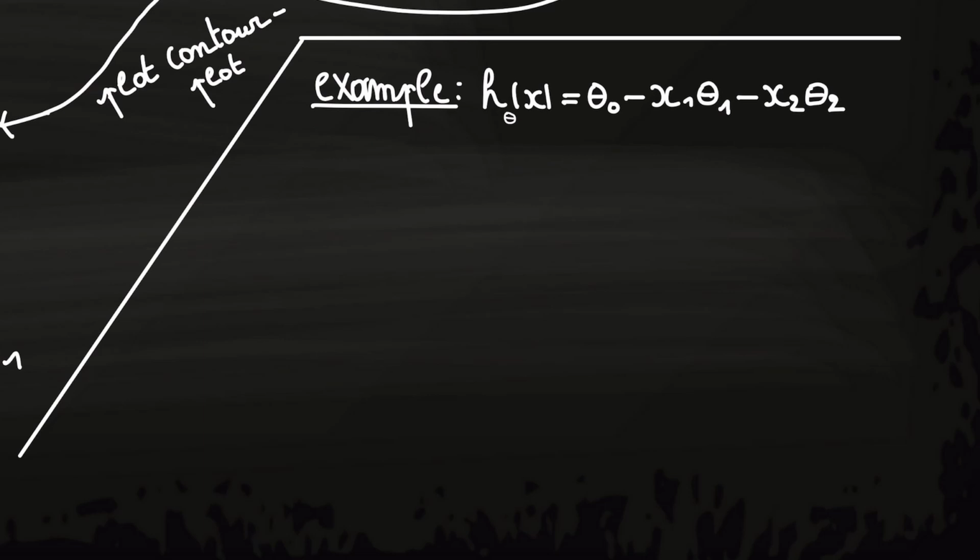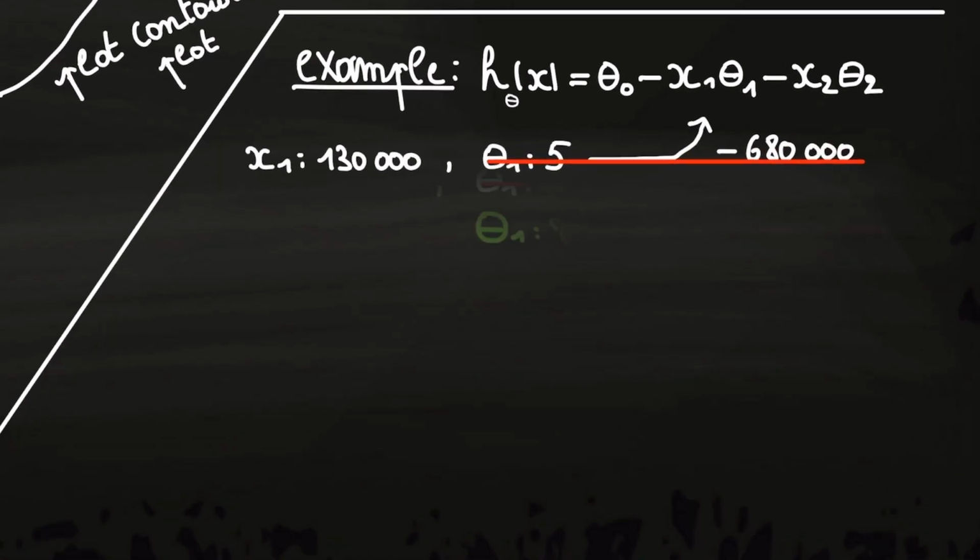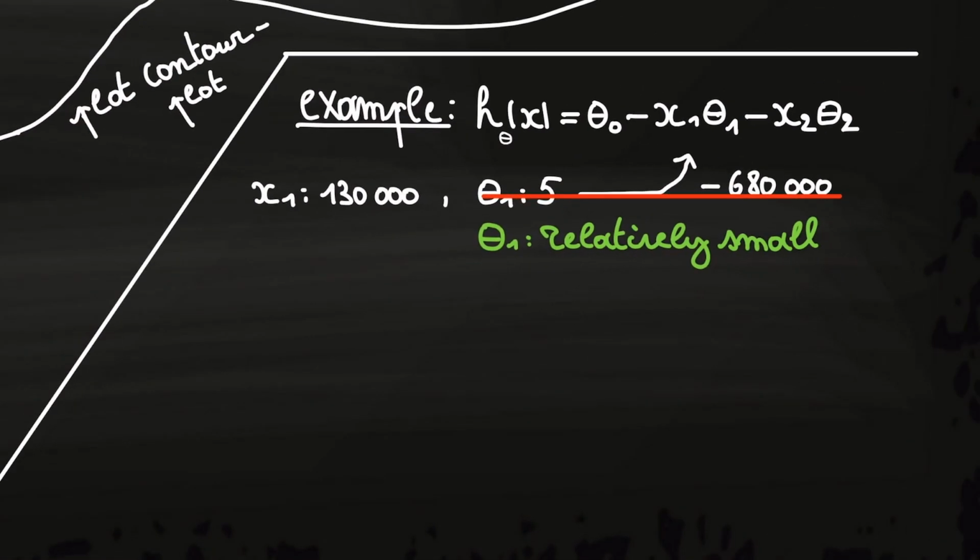If we look at how the real hypothesis of this example would look, the hypothesis will subtract some value for each additional mile the car has. So if you assume that the car has a value of x1 equal to 130,000 and you multiply it with a parameter θ1 that is equal to 5, you would subtract more than $500,000 from the value of the car. That's way too much. So it's easy to see that θ1 must be relatively small to be accurate.